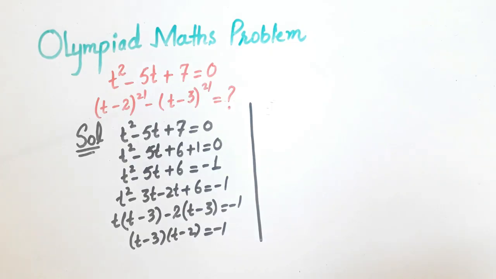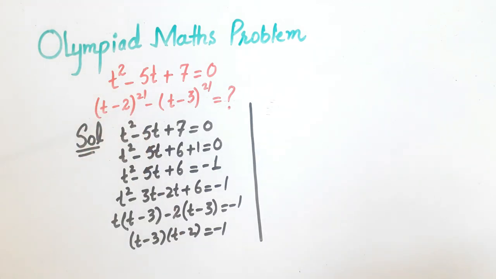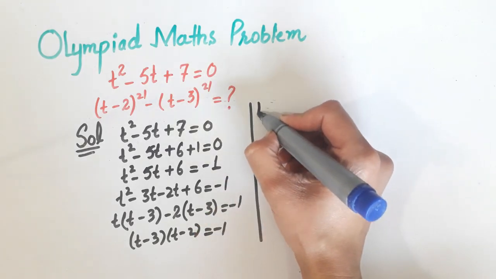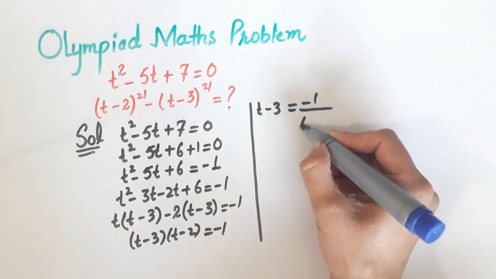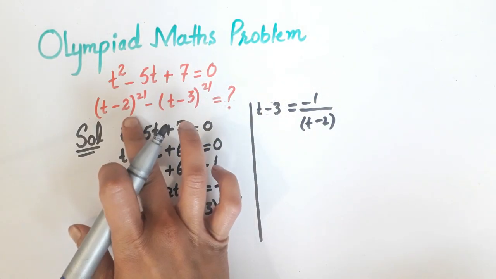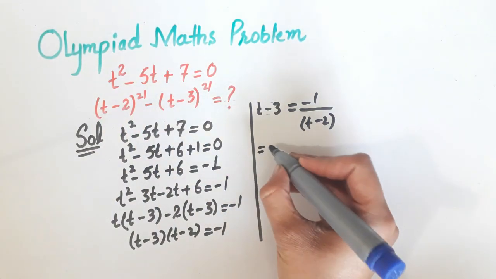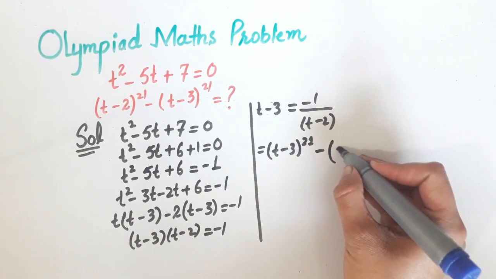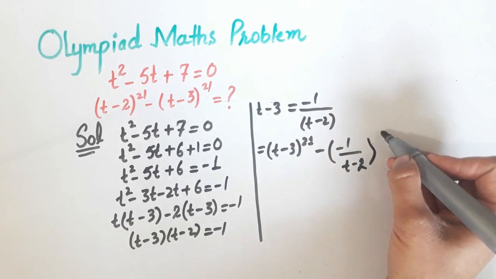After factorization, we will solve this further because we have to find the value of (t minus 2) power 21. For this purpose, we will write it as t minus 3 equals minus 1 by t minus 2. Now we will take the power 21 on both sides. So what will happen to this? We get (t minus 3) power 21 equals (minus 1 by t minus 2) power 21.